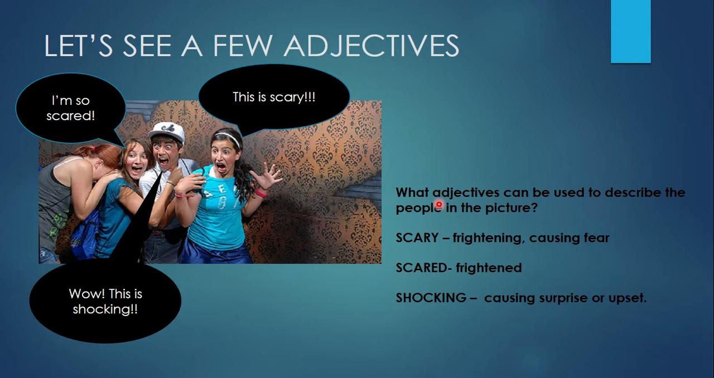So, what adjectives can be used to describe the people in the picture? Scary, scared, and shocking. Scary. This is scary. So the person is describing the situation. Scary means frightening, causing fear. Scared. I am scared. She's describing how she feels. She feels frightened.